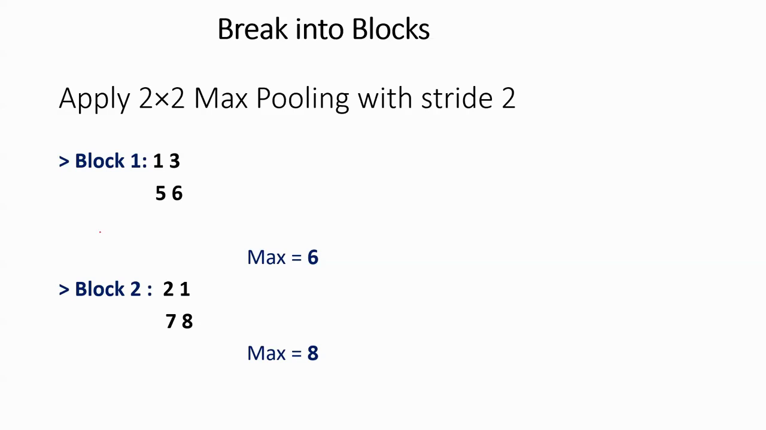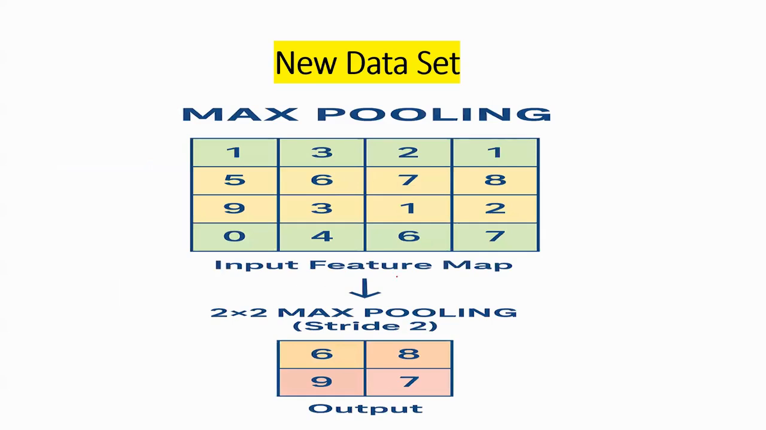First, we calculate block 1, with values 1, 3, 5, 6. In this 2 by 2 matrix, the highest value is 6. That's why we take the max value 6. Second, block 2, with values 1, 7, 8. In this 2 by 2 matrix, the max value is 8. That's why we take the max value 8. Here the process gives the new data set 6, 8, 9, 7. It is the output of max pooling with stride 2.